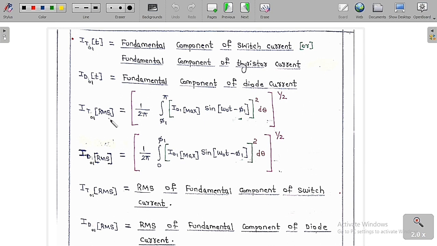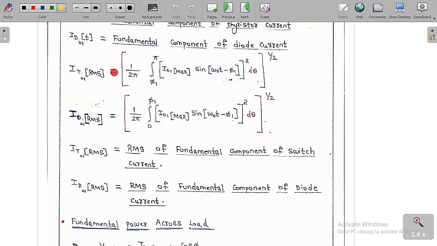So the RMS value is the square root of 1 by 2 pi integration from phi 1 to pi. Here we have to take the fundamental component of the output current, which is I01 max sine of omega naught t minus phi 1, whole square into d theta. This gives us the RMS value of the fundamental component of the thyristor current.